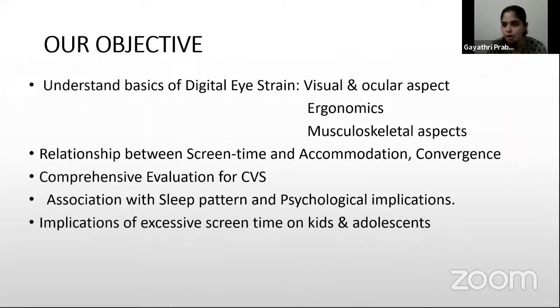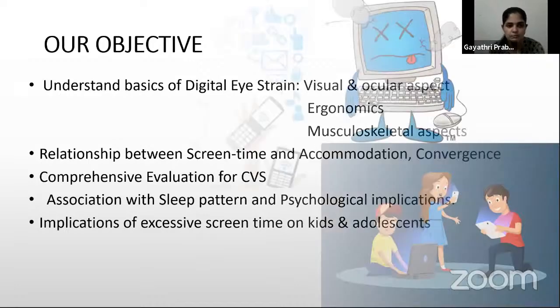So let's see what the main objectives of today's talk are. We will be understanding the basics of digital eye strain, and the relationship between screen time, accommodation, and convergence. We'll also look at the tests we need to do for a comprehensive evaluation of a patient with computer vision syndrome. Also, the association of screen use with sleep pattern and its psychological implications, and how excessive screen use affects young kids and kids in the adolescent age group.